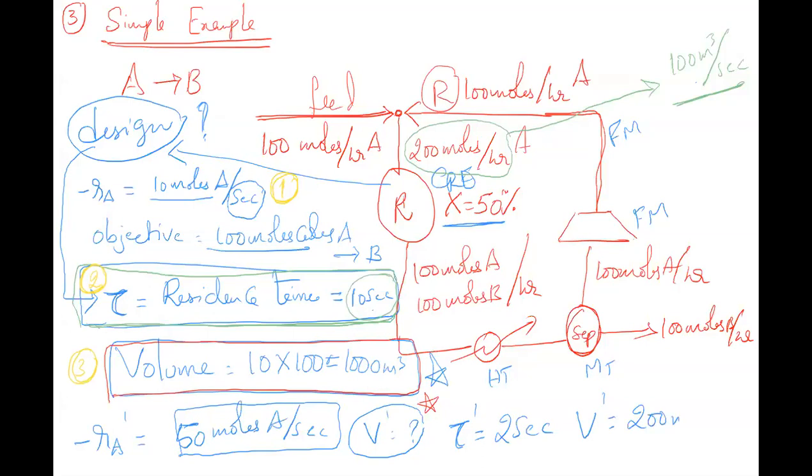Suppose you go to some experts and you have this one reactor choice and this other reactor choice. Then which one will you select? Obviously we'll go for the 200 meter cube reactor, because this will give the lowest volume of the reactor. So that is what is meant by the reactor.